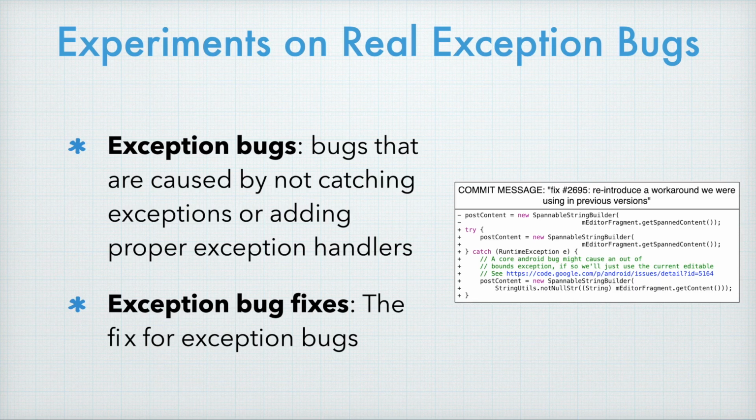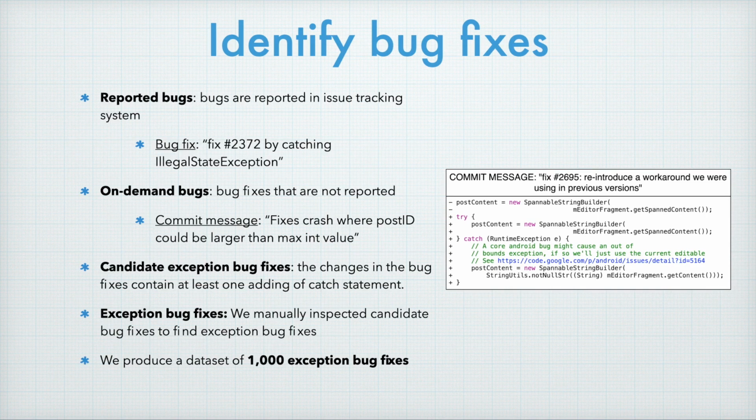We also want to evaluate the effectiveness of FuzzyCatch on real exception bugs. We focus on bugs caused by not catching an exception or not adding a proper exception handler, and we also collect the fix for comparison. So we identify the exception bug fixes as follows. First, we determine the bugs within a software system, either reported bugs or on-demand bugs.